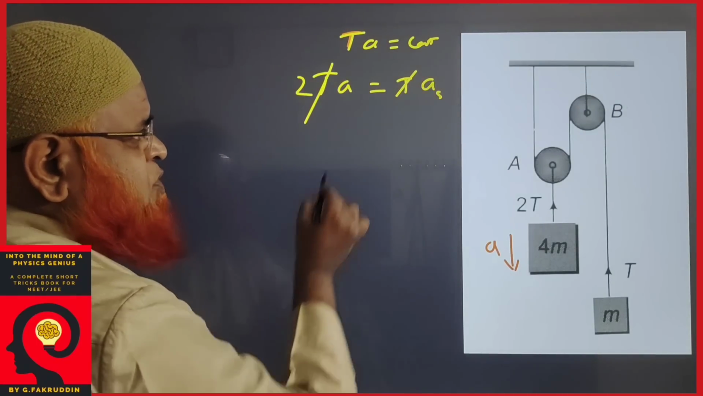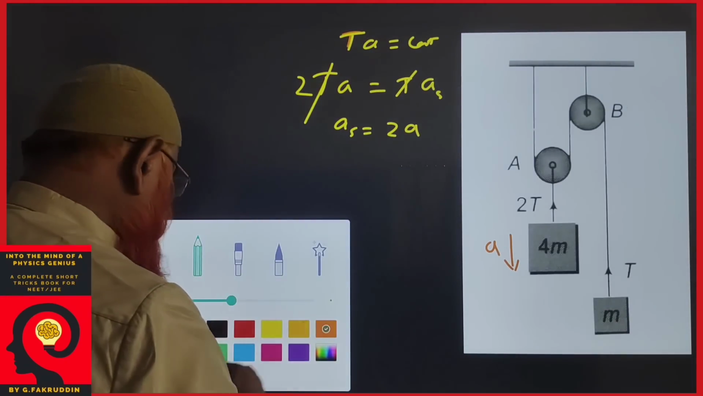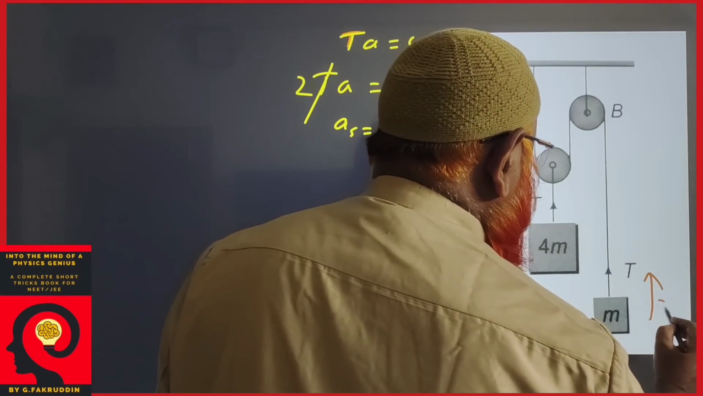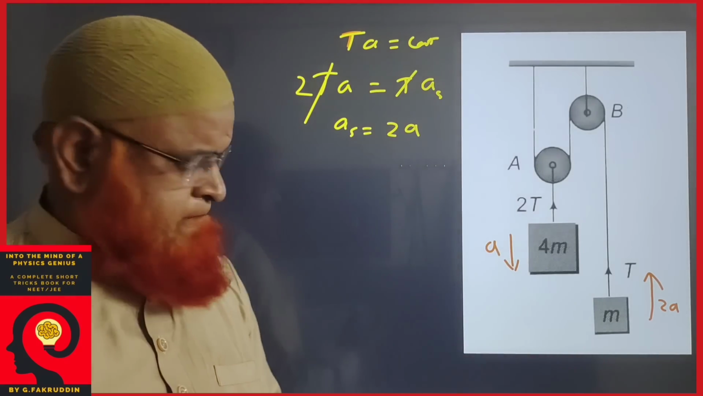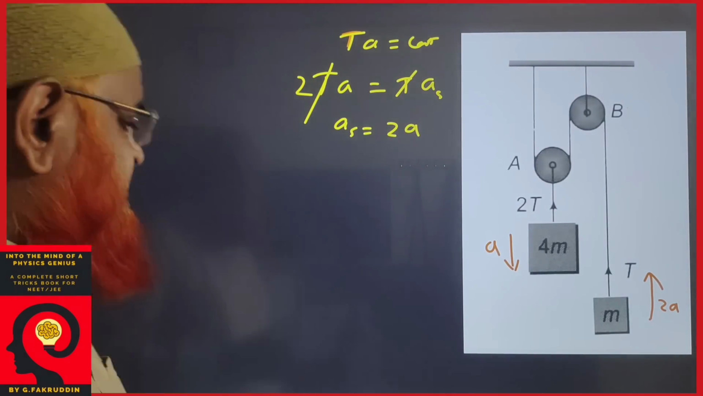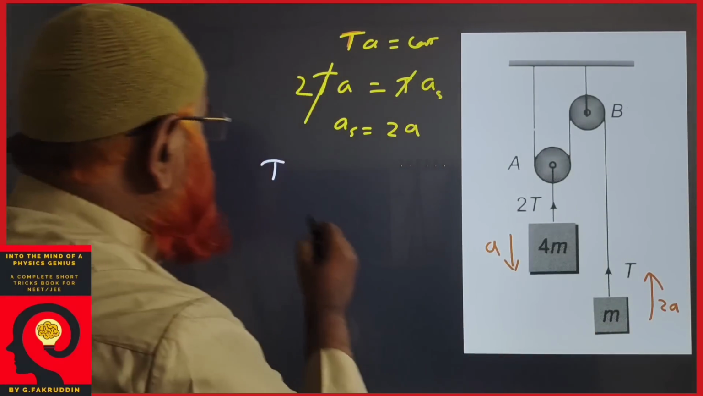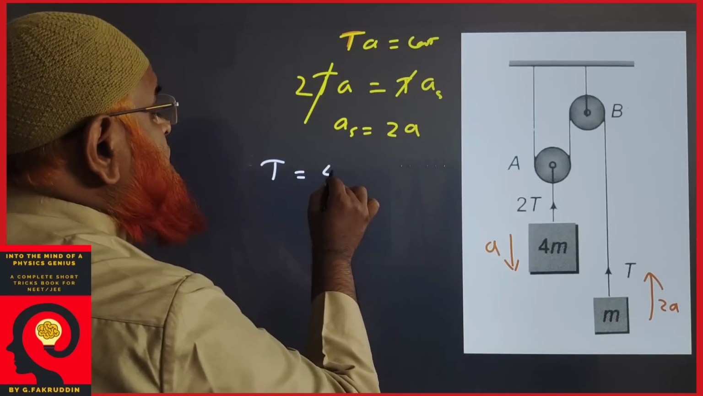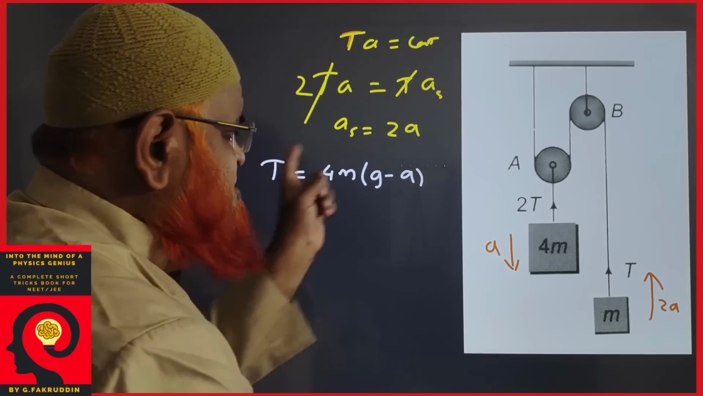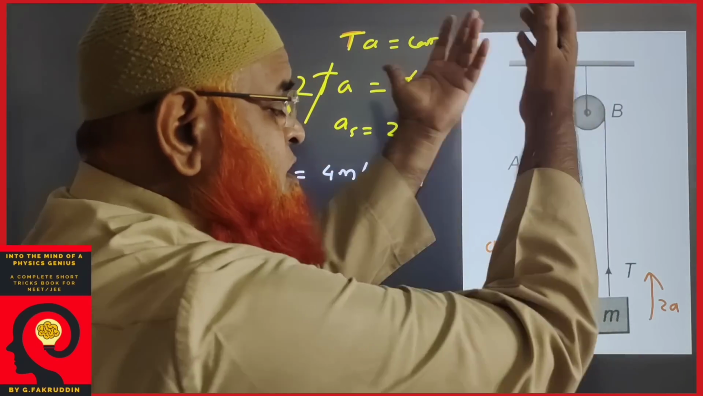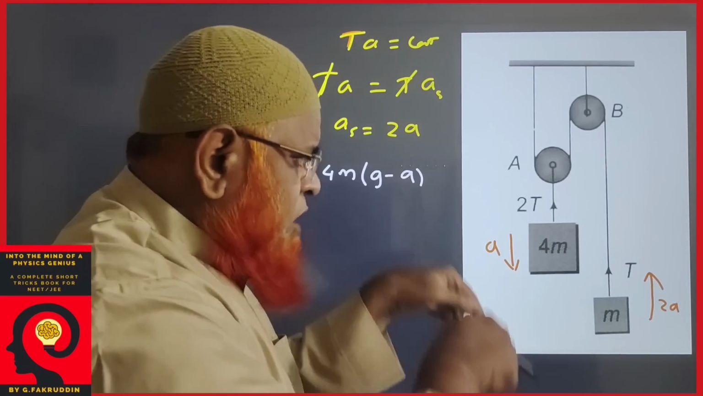So you can just cancel this one. That means the acceleration of the smaller block is 2a. That means the smaller block moves upwards with an acceleration of 2a, and the heavier block moves down with an acceleration of a. If you know this, then there is a logical explanation: when something comes down, tension is equal to m into g minus a. When something goes up, tension is equal to m into g plus a. Up means plus, down means minus.